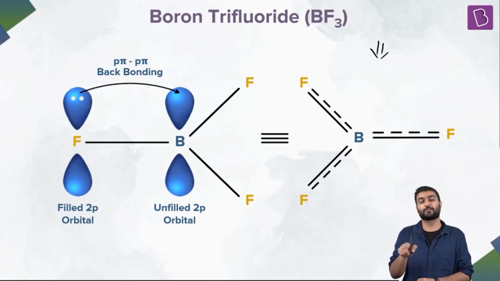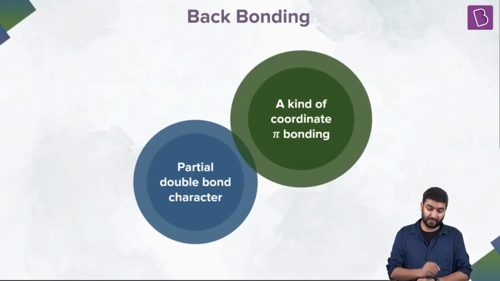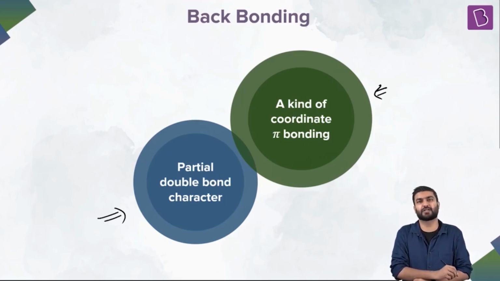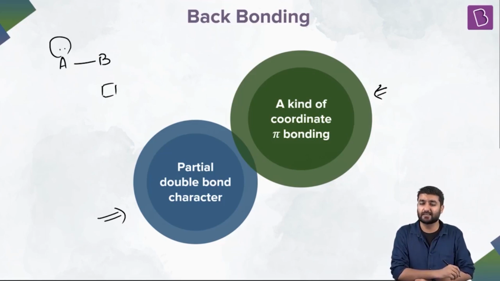Back bonding. Boron and fluorine are already bonded to each other. Fluorine has a lone pair, boron has an empty orbital. Okay, cool. Now you need to remember, it is basically a kind of coordinate pi bonding, and it imparts partial double bond character, partial pi character. Now you also need to remember that when I say that between A and B you need a lone pair here and a vacant orbital here, I do not necessarily mean that B needs to have an incomplete octet.